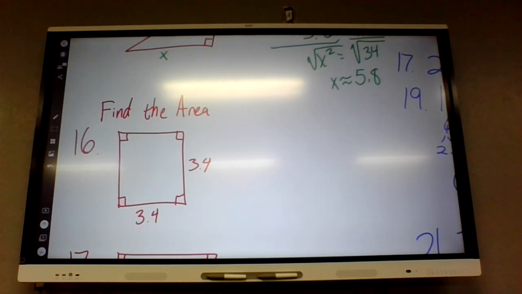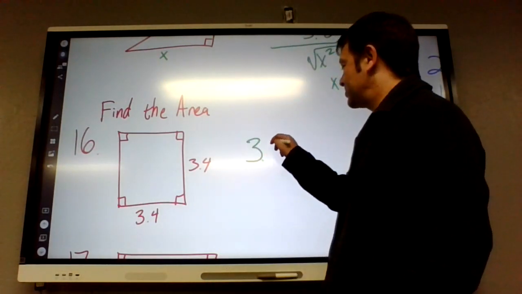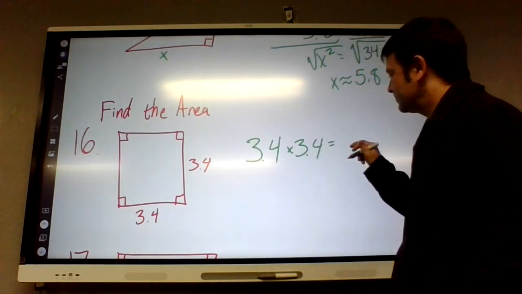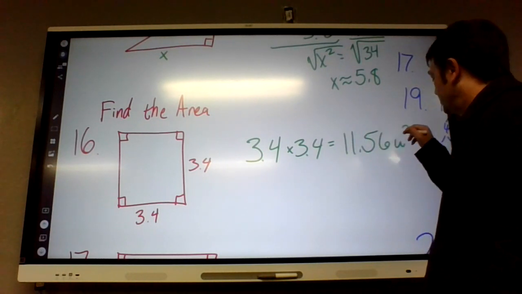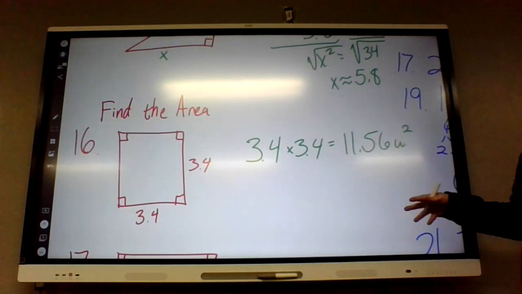Do you want us to put units? Yeah, if I didn't label it, you can put units squared. Okay, so for a square, you just do base times height. What'd that come out to? Since I didn't label it, the test actually does label it. We can just put units squared.